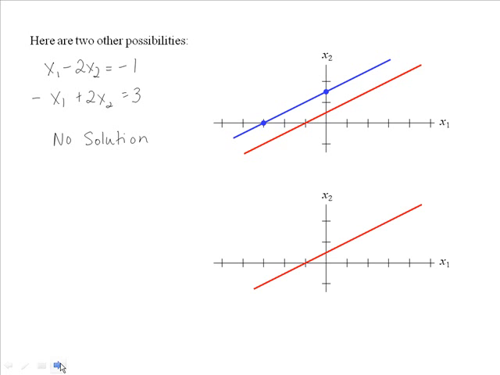And in our next system, we're going to graph the two lines x1 minus 2x2 equals negative 1, and negative x1 plus 2x2 equals 1. We see that when we graph them, our second equation ends up lying right on top of the first, because the second equation is simply the first equation multiplied by negative 1. When the two lines are the same line, then the system has infinitely many solutions.